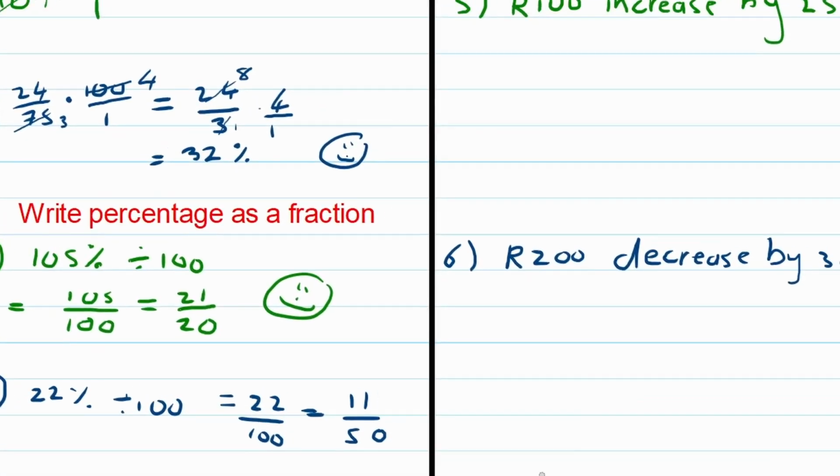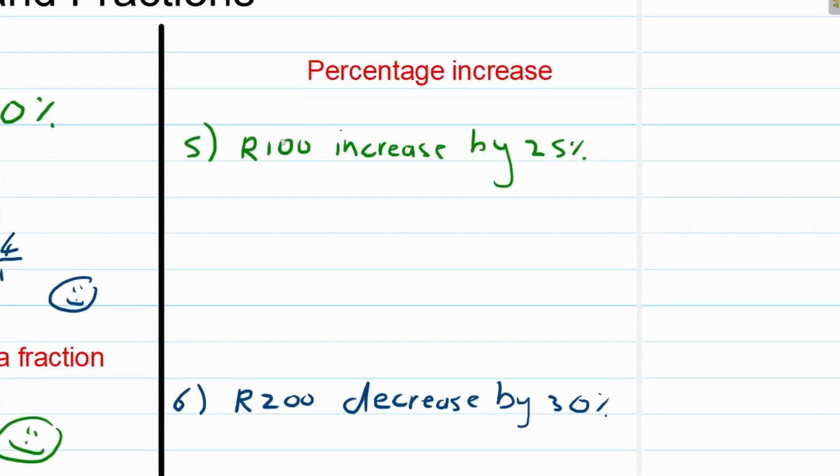Let's look at percentage increase. If 100 Rand is increased by 25%. So first of all, we will take the 100 times 25 over 100, because this is what 25% means. It's 25 over 100. You can see it right over there. Now you will notice that the 100s cancel each other out. So we are left with 25 Rand increase.